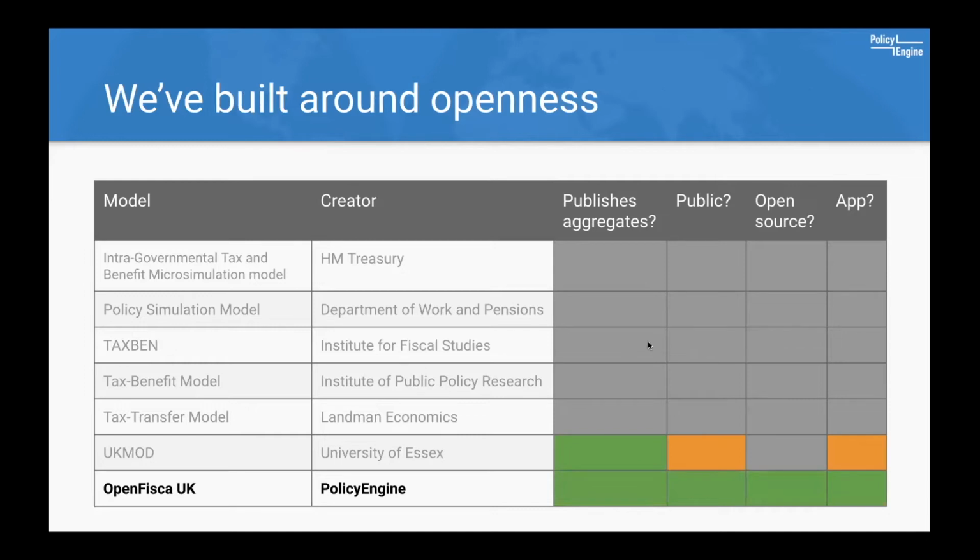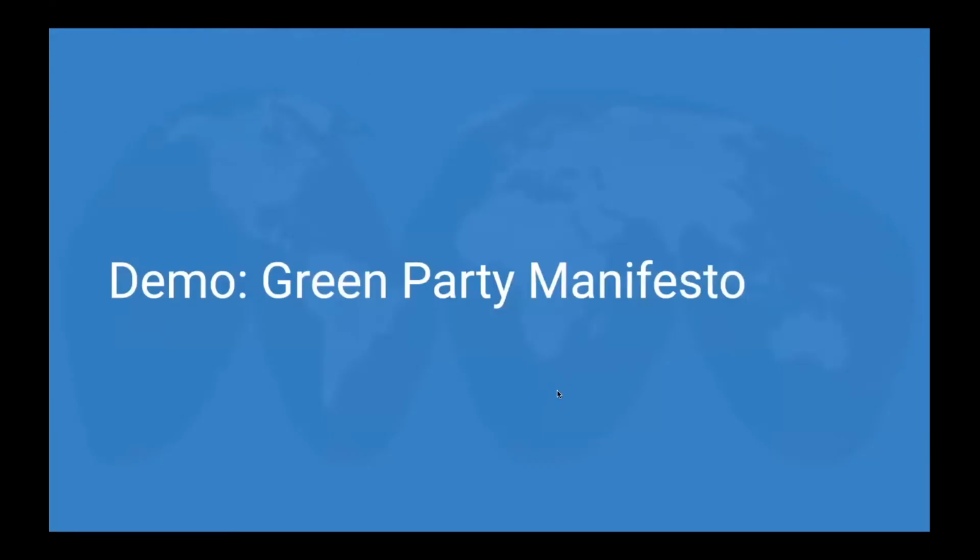We have a model called OpenFiscaUK. OpenFisca is a framework for microsimulation models developed by the French government and used in France and other Francophone countries largely. So we've developed that model to produce the Policy Engine app. And we publish aggregates. It's fully open source on GitHub, et cetera. With that, I'll move over to the app itself.